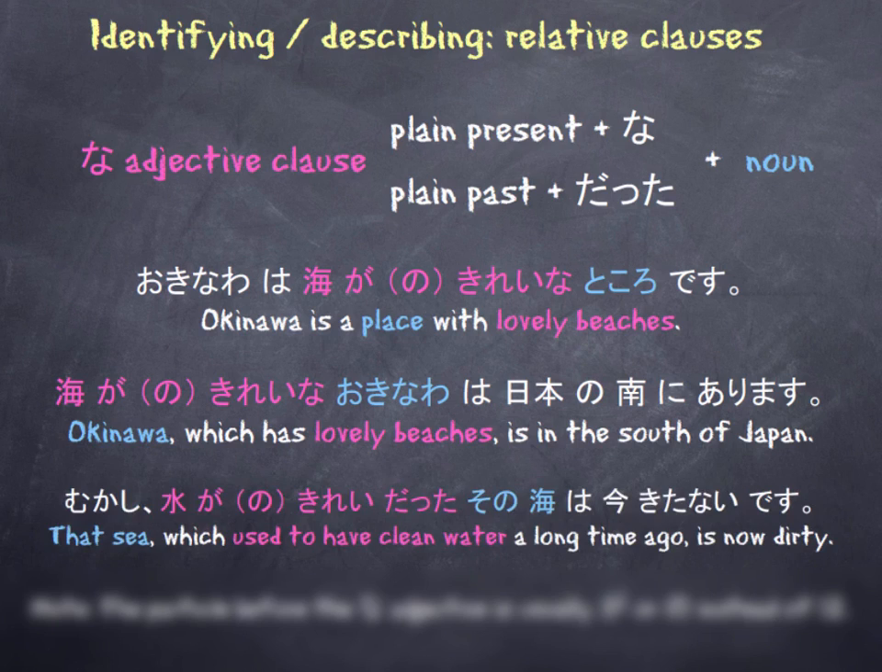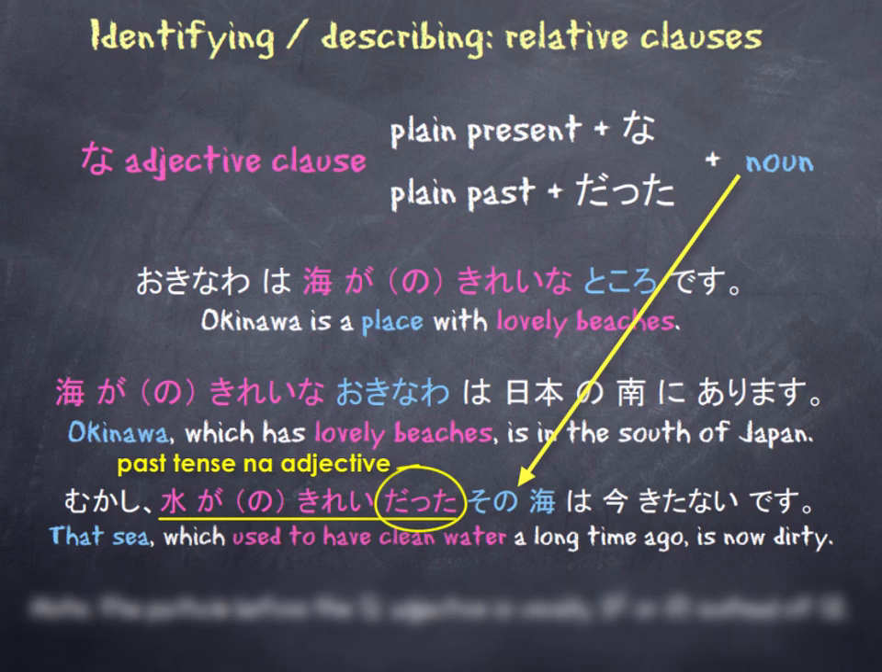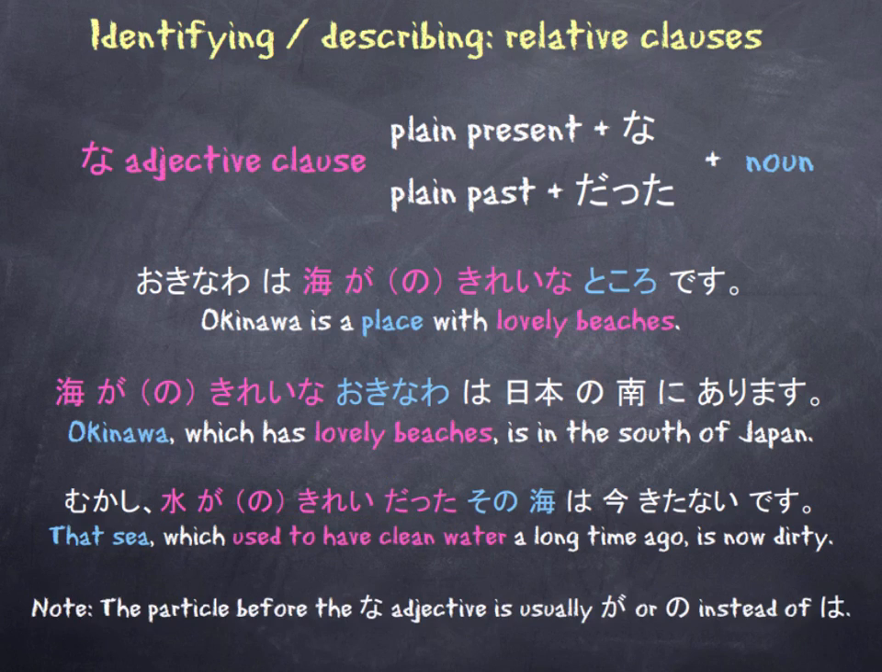And finally here, that sea, which used to have clean water a long time ago, is now dirty. 昔、水がきれいだったその海は今汚いです。So our adjective clause here is which used to have clean water, 水がきれいだった, and our noun is that sea, which is その海. And so what we've done here is we've described the ocean or the sea that we're talking about. It's the sea that used to have clean water. Now please note that the particle before the na adjective is usually ga or no instead of wa.